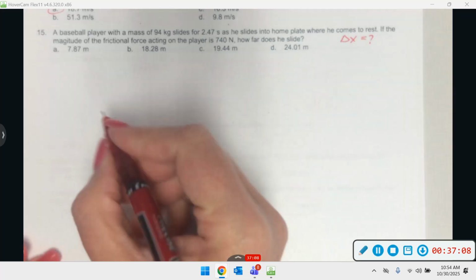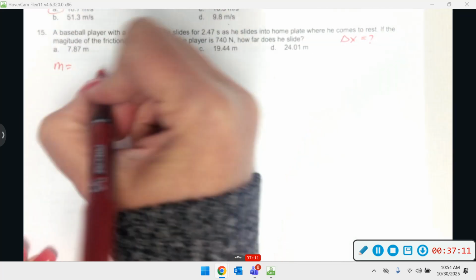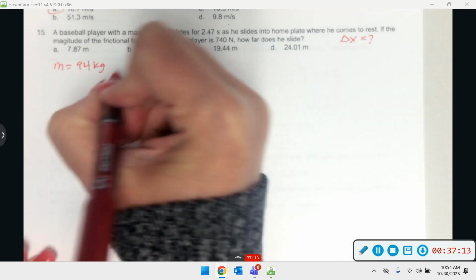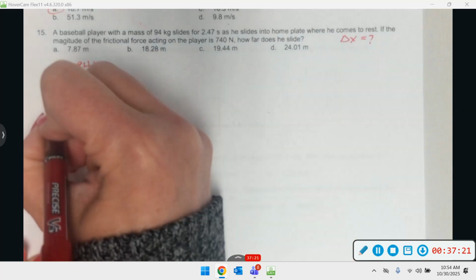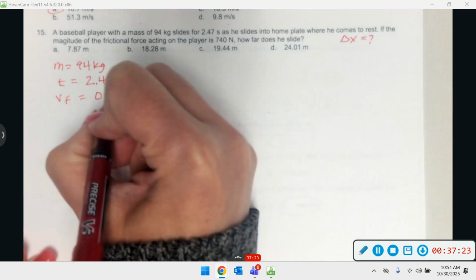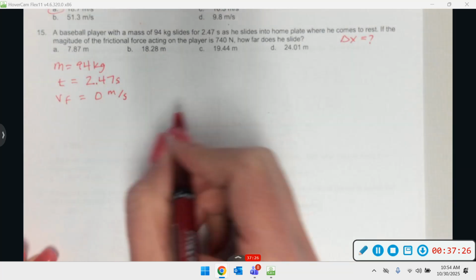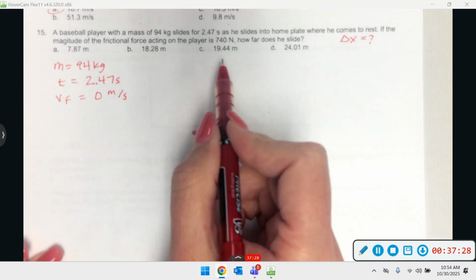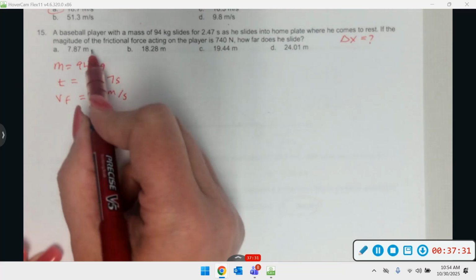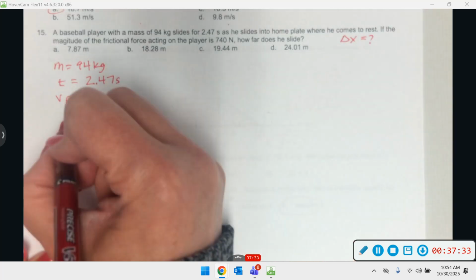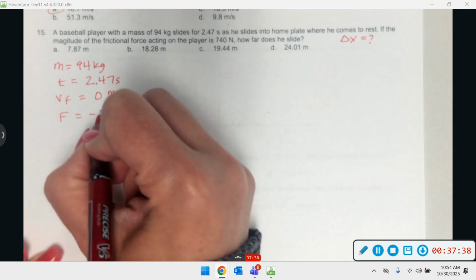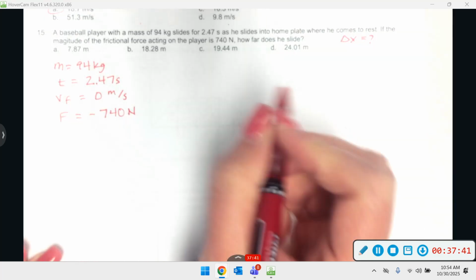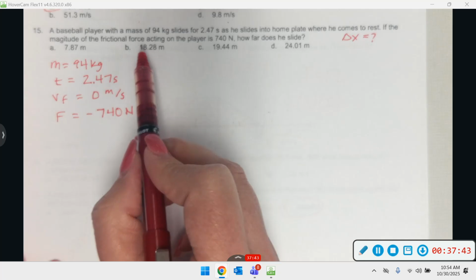But let's go ahead and label what we have. We have a mass of 94 kilograms. We have a time of 2.47 seconds. We have a final velocity of 0 because he says he comes to rest. We have friction. I'm going to call my friction negative because it tells me the magnitude, and I'm going to assume that he's moving in the positive direction. So I'm going to call my friction negative 740 newtons. And I think that's all I have.